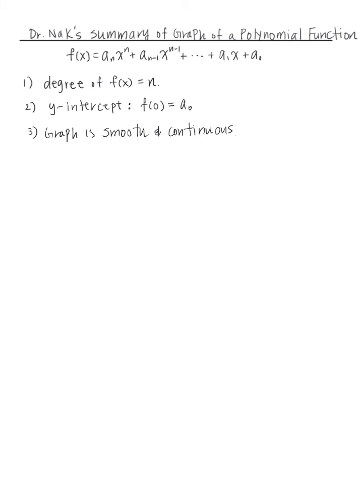Number 3, when you graph the polynomial function, your graph better be smooth and continuous. There is no discontinuity, no kinks or anything like that, or sharp edges. Number 4, maximum number of turning points. Now, if the degree is n, then you're going to have at most one less, so the maximum number of turning points that you're going to have is n minus 1.